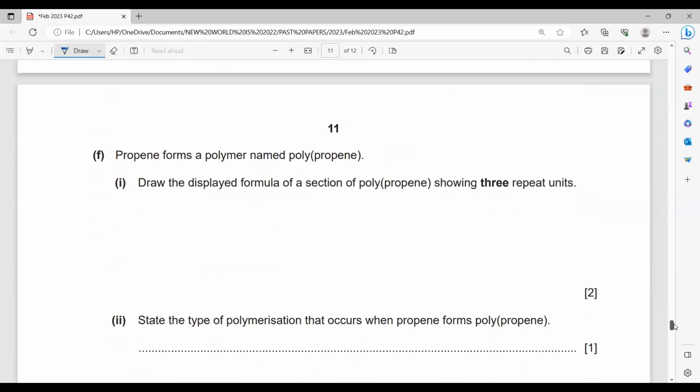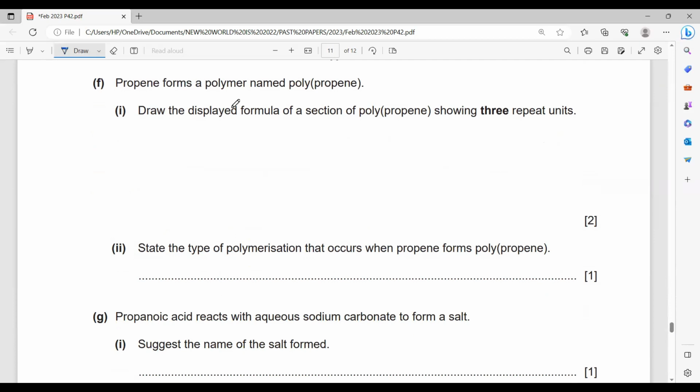Yes. The next question says propene forms a polymer named polypropene. Draw the displayed formula of a section of polypropene showing 3 repeat units. So you're going to draw 3 repeat units. Take note, we are using the displayed formula. The displayed formula simply means that you have to show all the bonds. So take note of that.